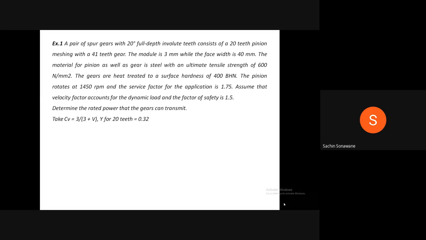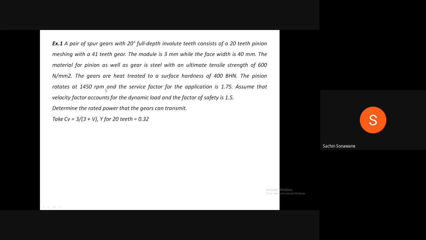Now we will start problems. Up till now, we have seen all the theory related to spur gear. From today onwards, we will start problems. Therefore, write down this problem in your notebook and be ready with your notebook, calculator, and pen.